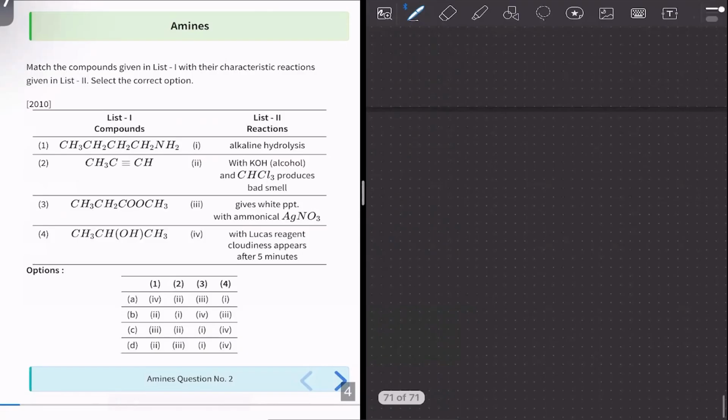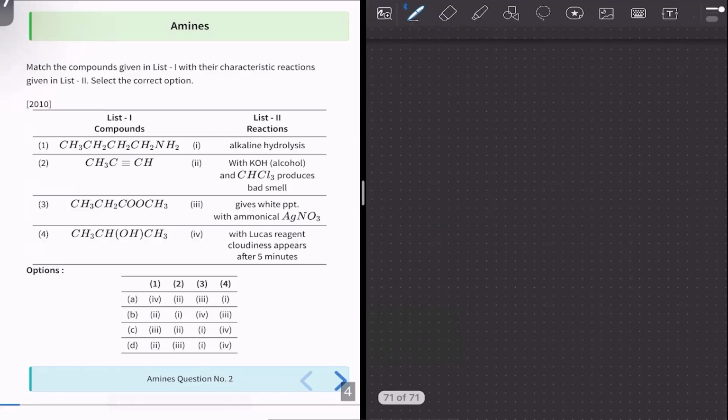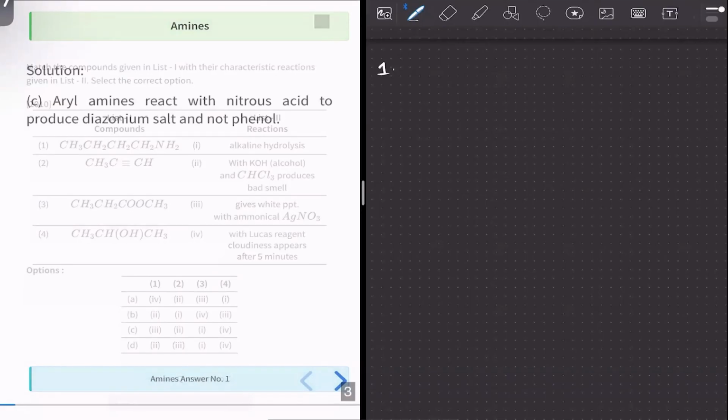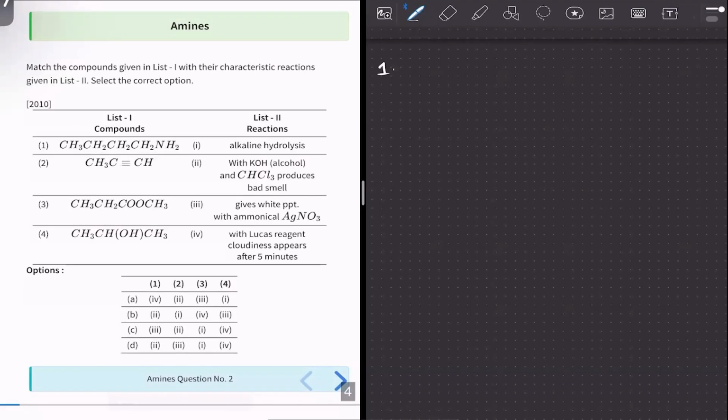Match the given list 1 with their characteristic reactions given in list 2. Select the correct option. In column A, the first compound given is a primary amine. What is the characteristic reaction of a primary amine in the amine chapter? Let's find out among these four options given in column 2. The first reaction is alkaline hydrolysis. No, primary amines don't undergo alkaline hydrolysis.